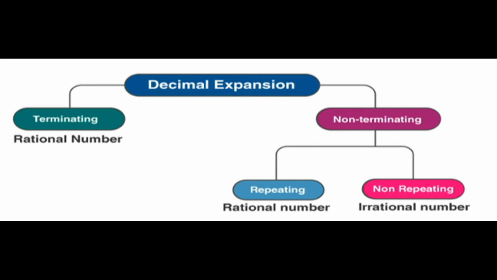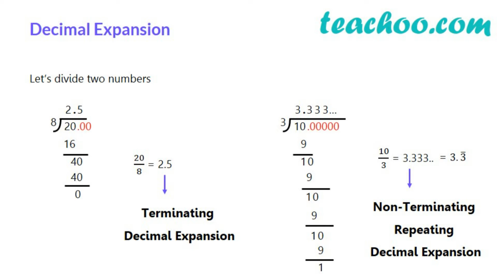We have seen that the decimal expansion of a rational number is either terminating or non-terminating repeating. Thus we can also say that if the decimal expansion is either terminating or non-terminating repeating, then it is a rational number, whereas if the decimal expansion is non-terminating, non-repeating, it is an irrational number.